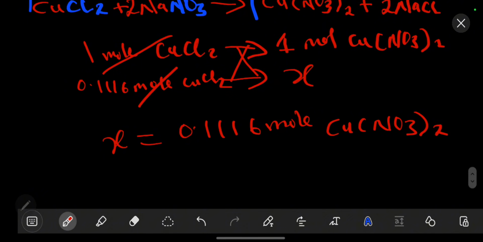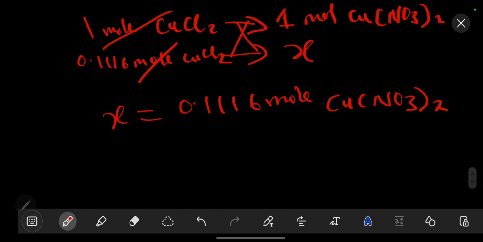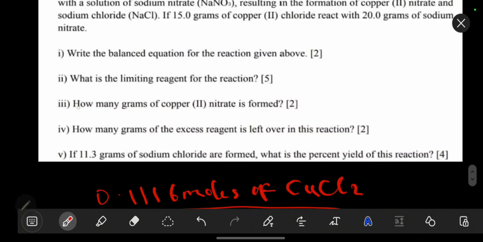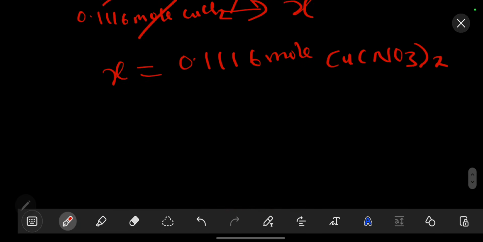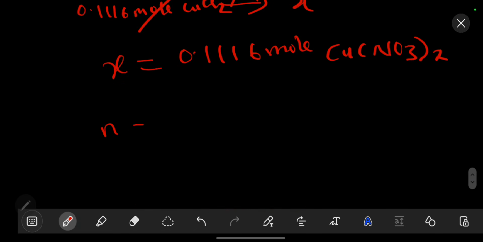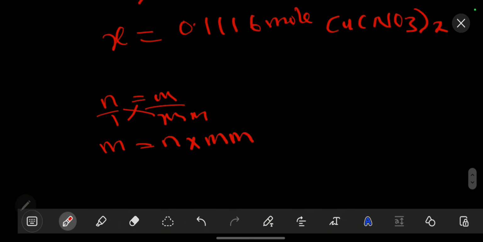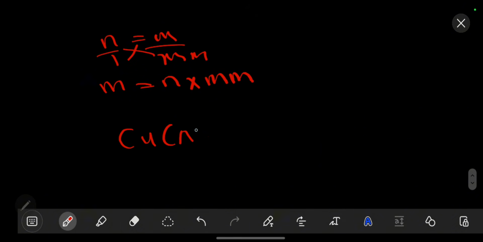So if this is what we have, then we are going to find the number of moles, or the mass now, since they want us to find how many grams of this is formed. The number of moles is equal to mass over the molar mass. So the mass should be equal to the number of moles times the molar mass, for copper 2 nitrate.